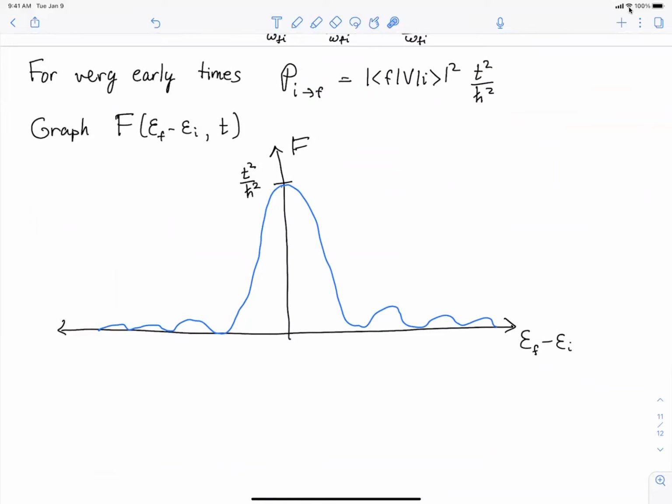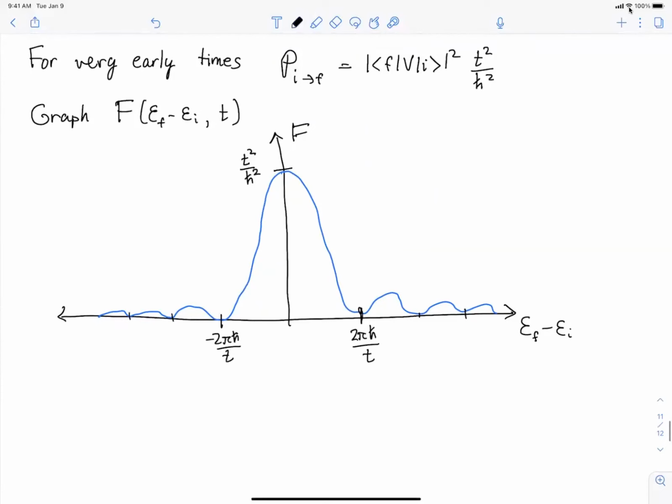And then if I look at, okay, what are these minimum values, or where do they occur? They occur at 2 pi h bar over t and minus 2 pi h bar over t. Okay, and then there are other minima out here. But the point is that this thing has this main big bump that has most of the probability in it. And that bump occurs between minus 2 pi h bar over t and 2 pi h bar over t.